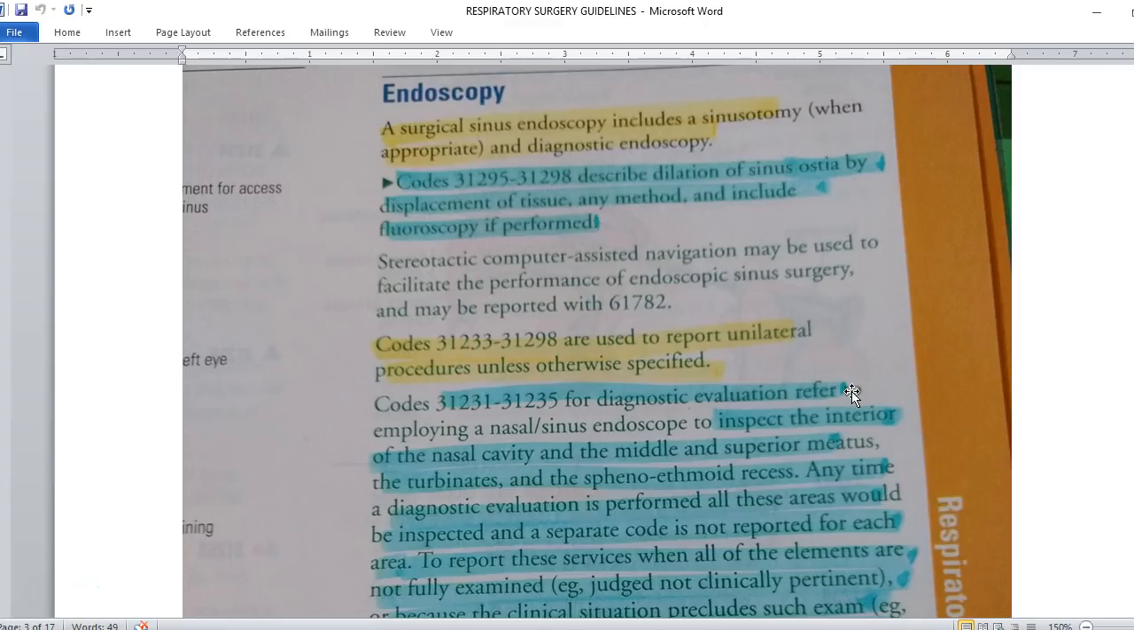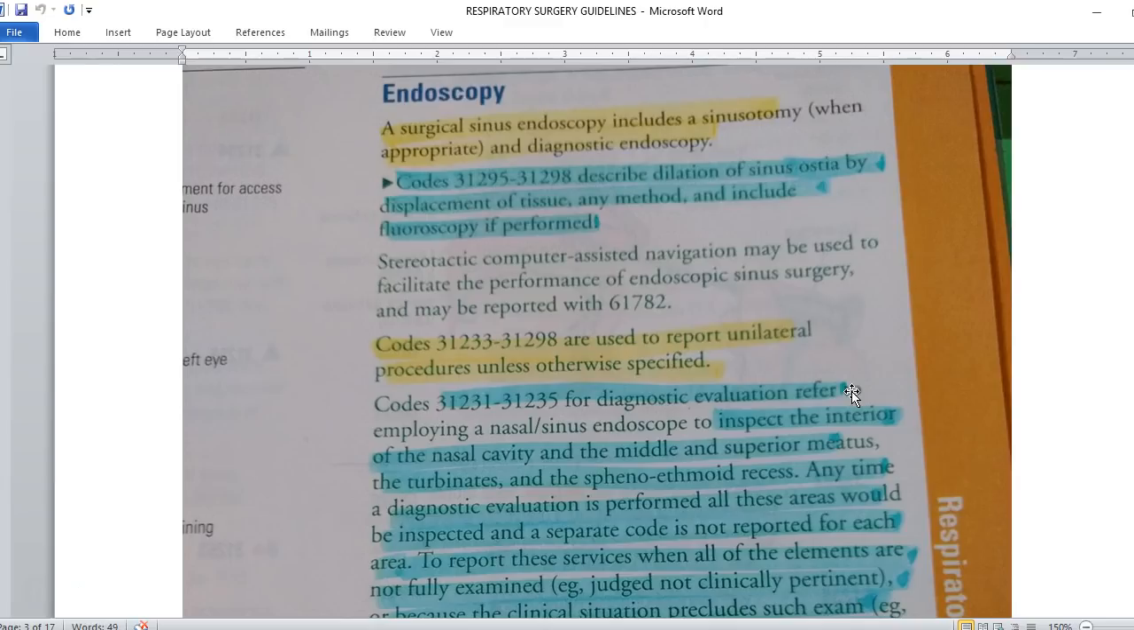Okay, now this is also important. 31233 to 31298 are used to report unilateral procedures unless otherwise specified. Okay, so this is what we haven't talked about yet. Again, remember we have two sets of sinus cavities, one on each side.